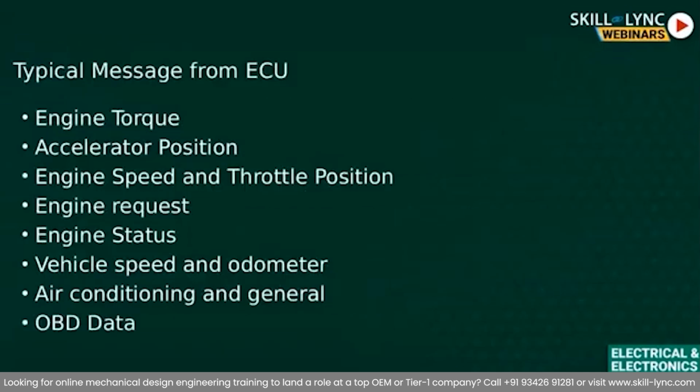So we'll move on to the next slide where we try to understand the typical messages that are given to ECU from various sensors in car. ECU stands for Electronic Control Unit. The typical messages that are processed by ECU include engine torque, accelerator position, engine speed, throttle position, engine request, engine status, vehicle speed, and odometer, air conditioning, and finally OBD data. OBD data stands for onboard diagnostics data.